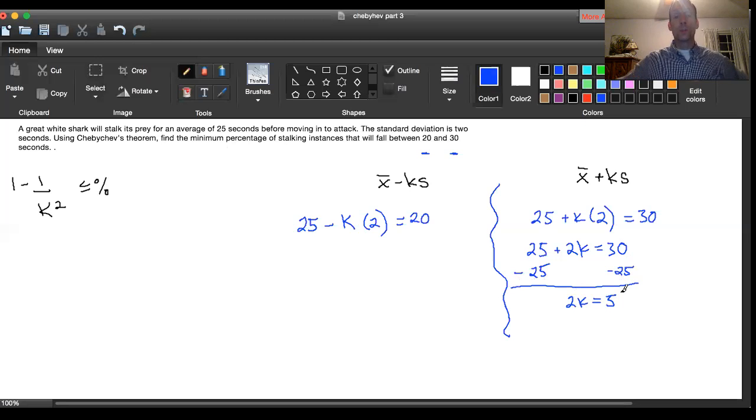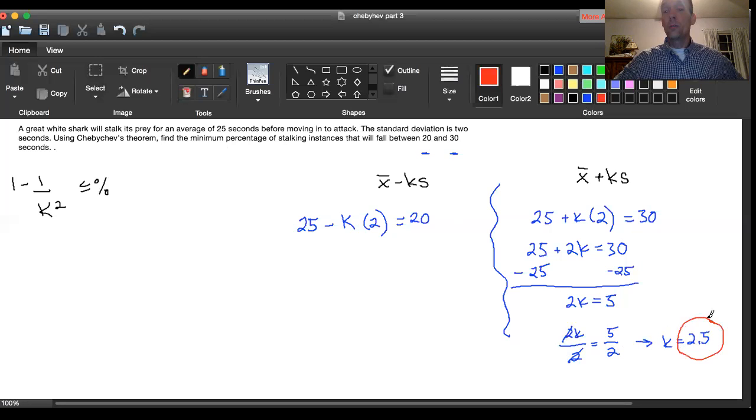What undoes multiplication? The answer is division. So we're going to divide both sides by 2. We're going to have 2k divided by 2 equals 5 over 2. Both of our 2's will cancel here, and this lets us know that k is equal to 2.5. And this is really good. This means we're halfway home free.